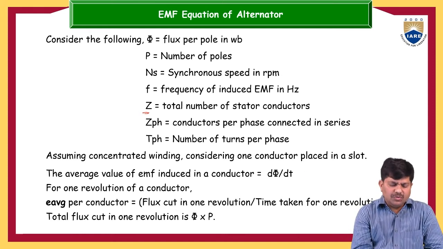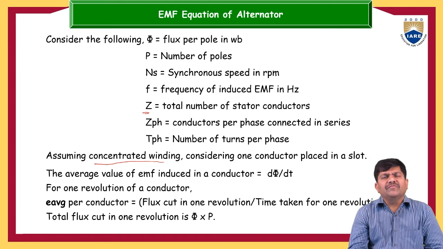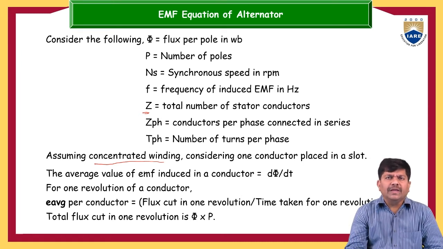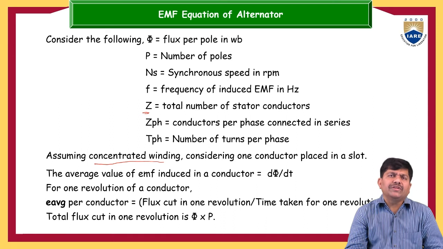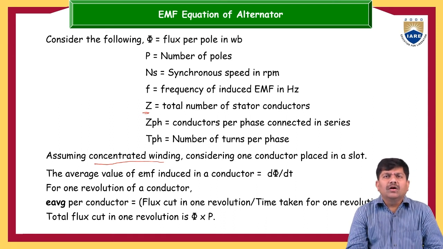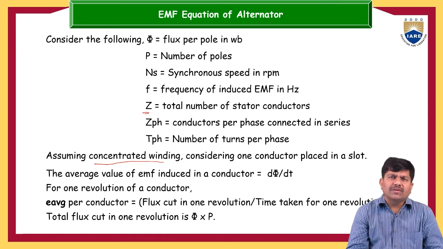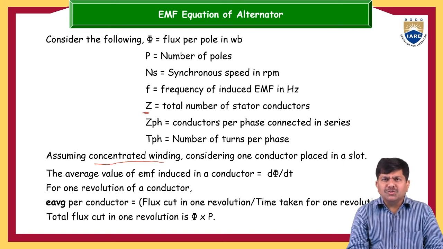Here we are assuming concentrated type winding. This is very important, because in distributed windings, we need to know what type of distribution it is, short pitched coil or full pitched coil. If it is full pitched coil, it is 180 degrees. If it is a short pitched coil, then how much exactly, 150 degrees or 165, like that. So there will be a constraint here. So let me assume concentrated winding first, and after that we will go for the distributed winding.